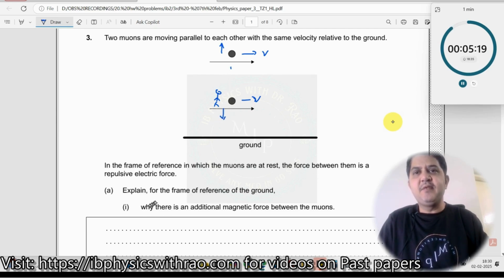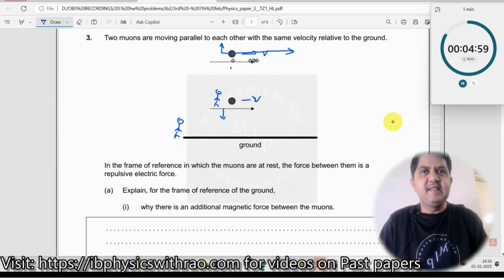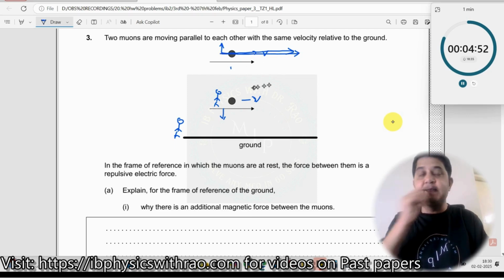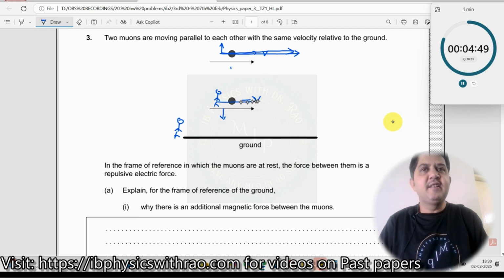And explain for the reference frame of the ground why there is an additional magnetic force between the muons. So with respect to the ground, if there is one more observer standing here, for him it's not only the electric force, there is also a magnetic force being observed. What is the reason? So how do we explain this? Now the question is very simple. When I say that there are muons which are moving in this direction, then this is equal to something like a current carrying conductor, right? A current carrying conductor will also have a current in this direction, positive charges. So there is a current carrying conductor here, there is a current carrying conductor here. Let me call this I and I over here.